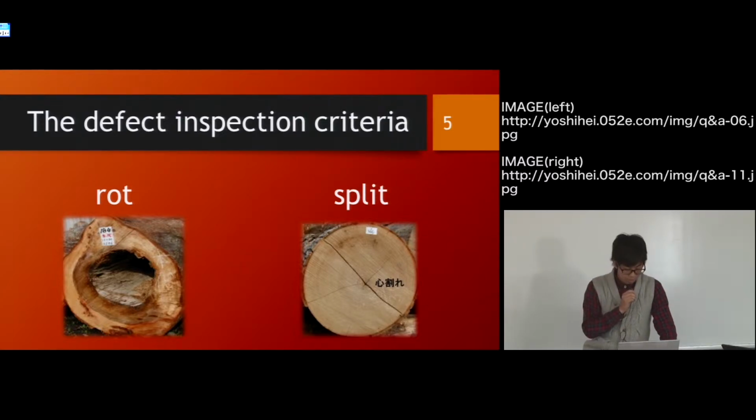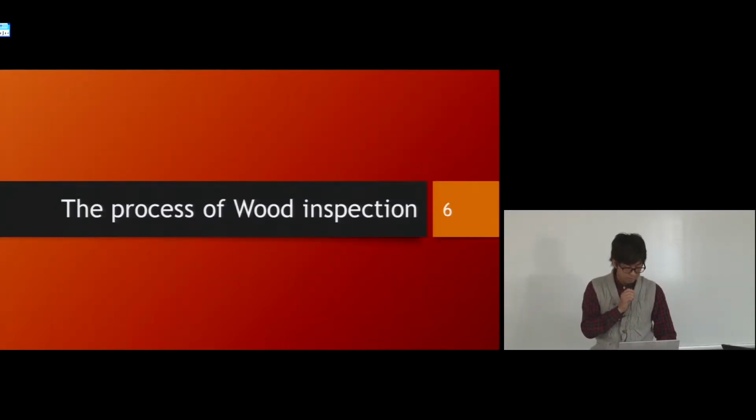These two figures show other criteria. Rot is totally unacceptable for wood productions, and split is also due to that. Then I'd like to show an example of the process of wood inspection.